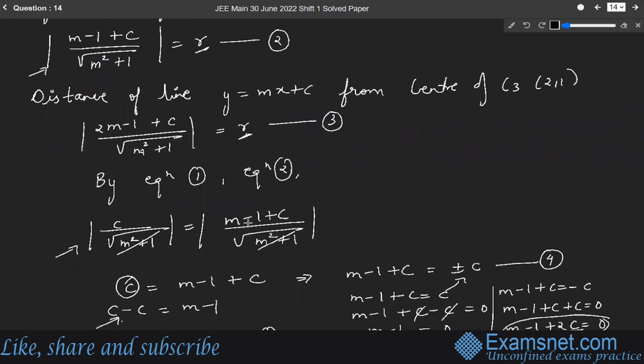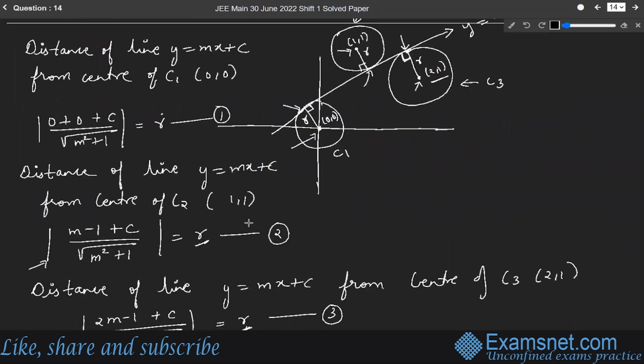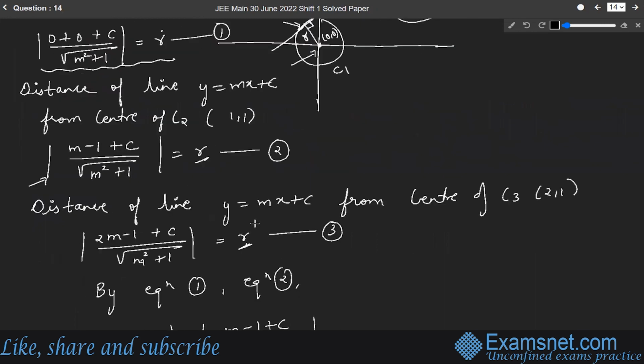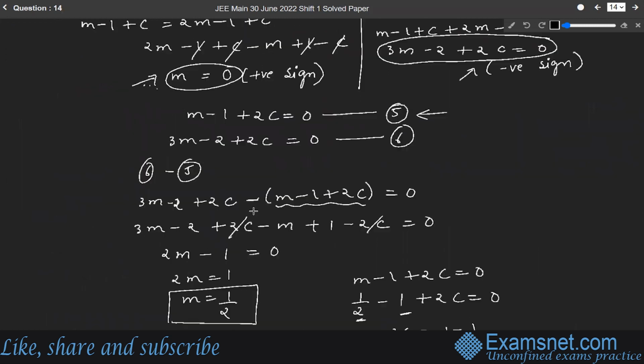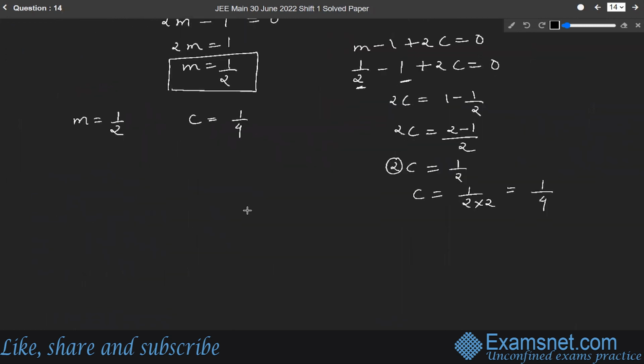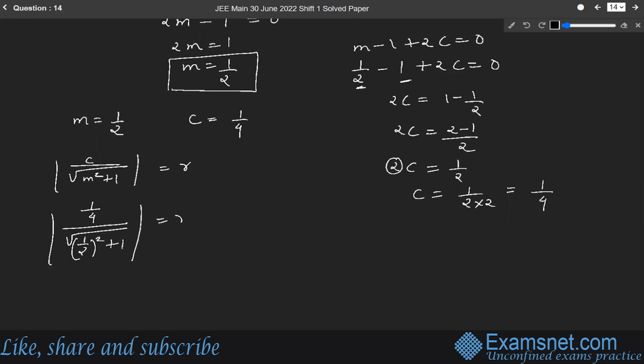Okay, so let us do one thing. In equation number 1, let us put the value of c and m. What is equation number 1? Let us write it again. So equation number 1 is c upon under root of m square plus 1 is equals to R. We have the value of C and M. So let us put both the values here. What is C? 1 by 4, divided by under root of M square plus 1, where M is 1 by 2, so (1 by 2) square plus 1 is equals to R.